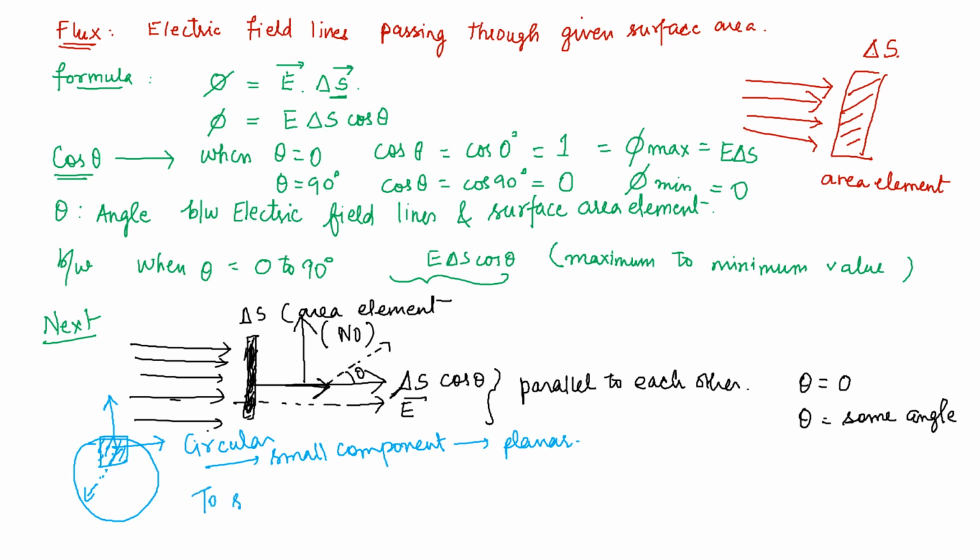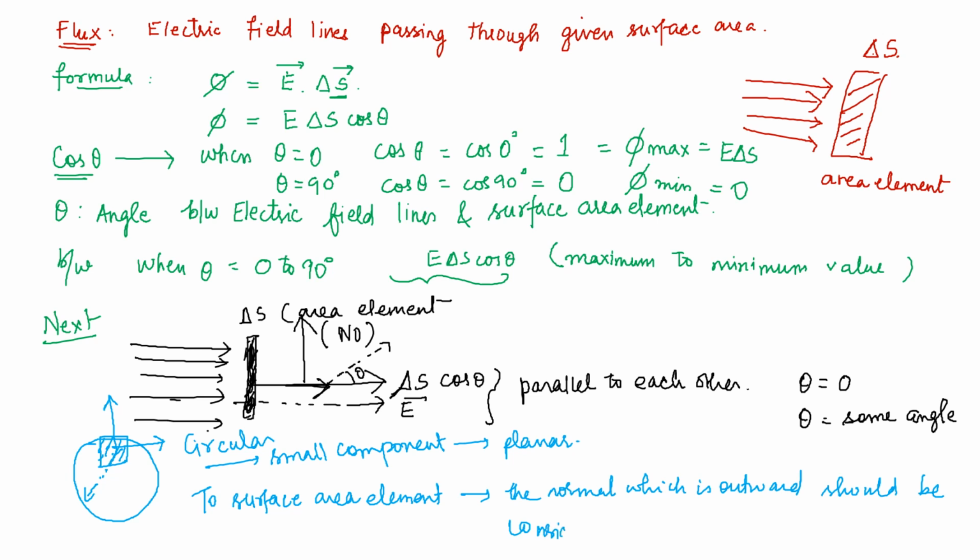To the surface area element, the normal which is outward should be considered as the direction vector of the area, that area element.